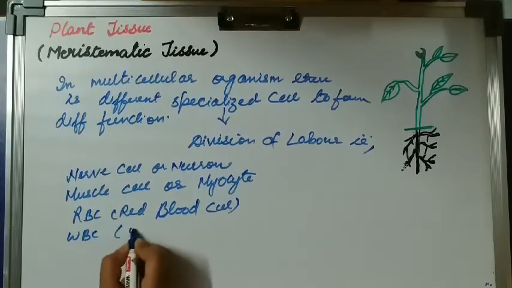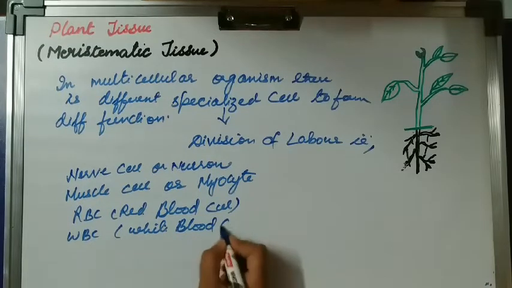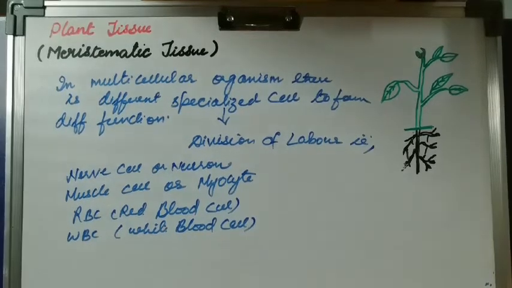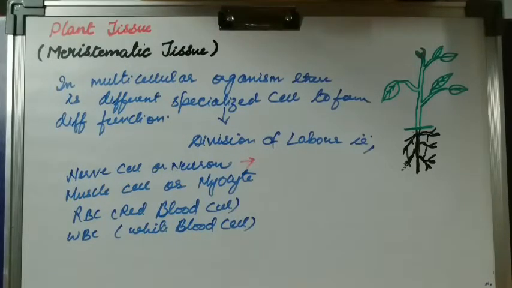WBC, white blood cell, and so on. So these different kinds of cells have different functions. Neuron will form the nervous tissue. Muscle cell will form the muscular tissue. Blood cells will form the circulatory tissues. So these different kinds of cells have different kinds of function.